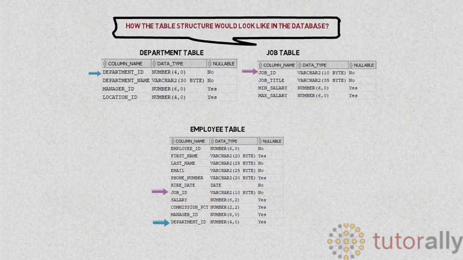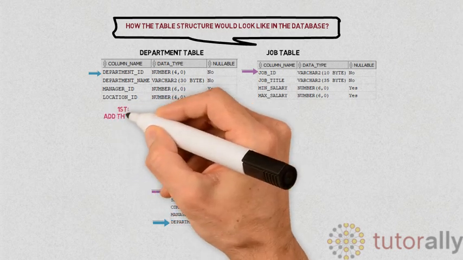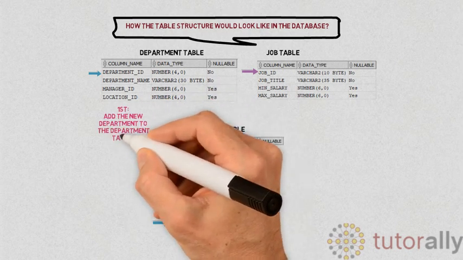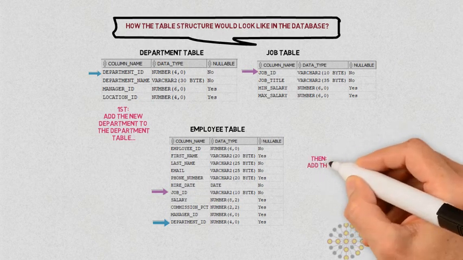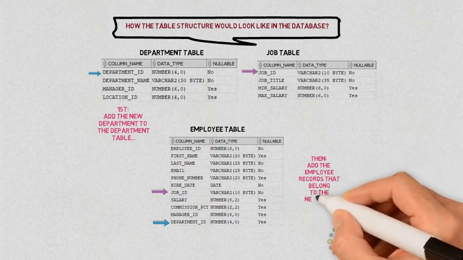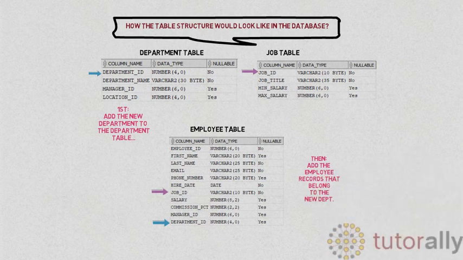So according to this database structure, if you have a new department in the organization and you need to assign employees to the new department in the human resources system, first, you will need to add the department record to the department table in order to use it for populating the department ID column for the related employee record. Otherwise, the system will not allow you to create the employee records for the new department.